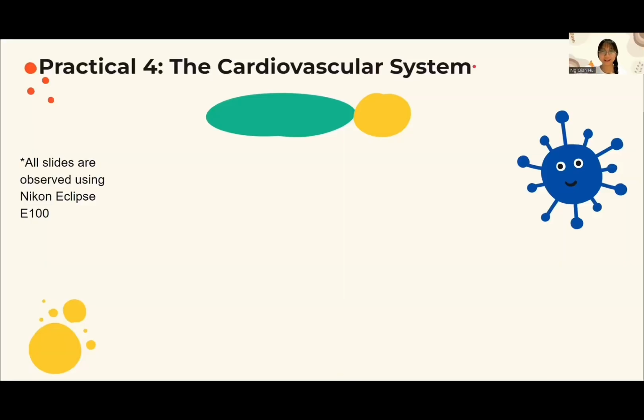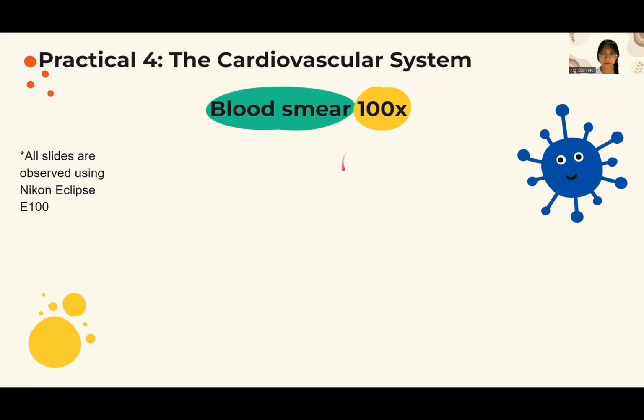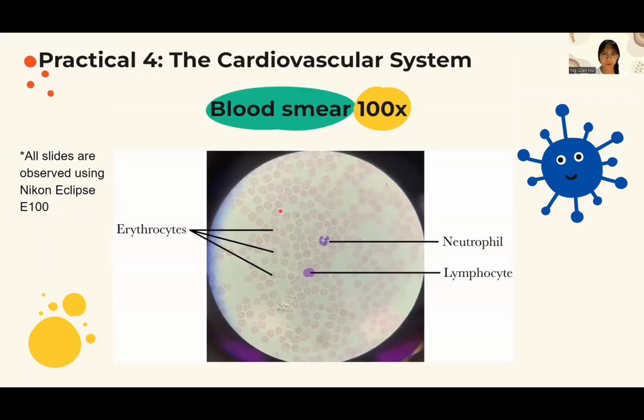Hi, I'm Xian Hui. Now we are going to introduce the slides in Practical 4, the cardiovascular system. All our slides are observed using the Nikon Eclipse E100. Now I'm going to introduce the slides of blood smear. We can see erythrocytes in the slides, which are also called red blood cells. This is called a neutrophil, and this is called a lymphocyte.